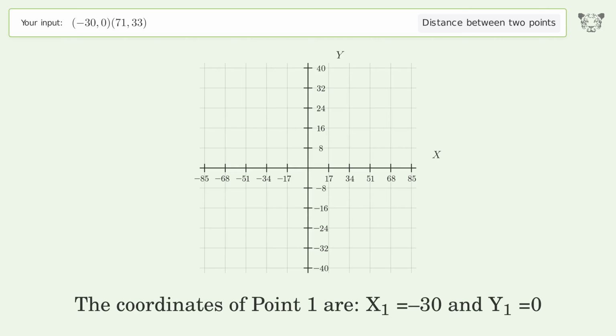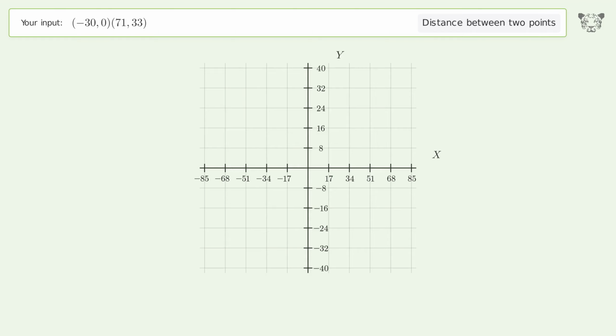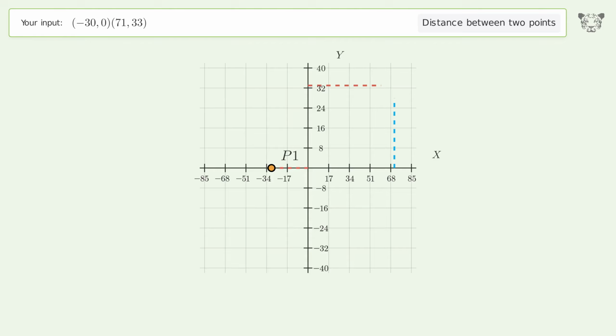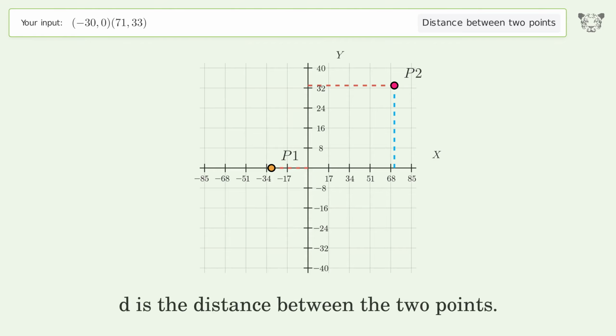The coordinates of point 1 are x1 equals -30 and y1 equals 0. The coordinates of point 2 are x2 equals 71 and y2 equals 33. D is the distance between the 2 points.